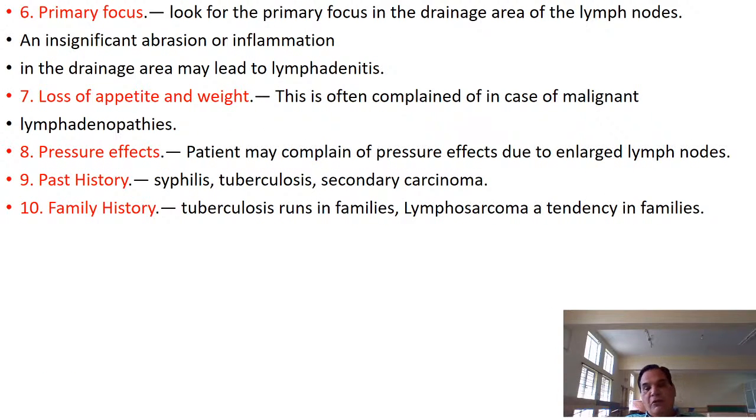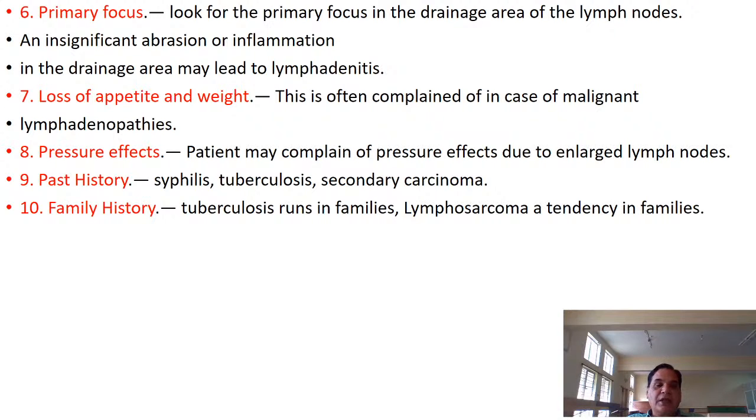You look for the primary focus. That means if you are examining a lymph node, you must know the drainage area of that lymph node. So examine the drainage areas as the primary focus for the cause of lymphadenitis. Ask the patient about appetite. Loss of appetite and loss of weight is common in tuberculosis and malignancy. Pressure effects: if there are large lymph nodes, they are bound to give pressure and related effects somewhere. You must examine for that.